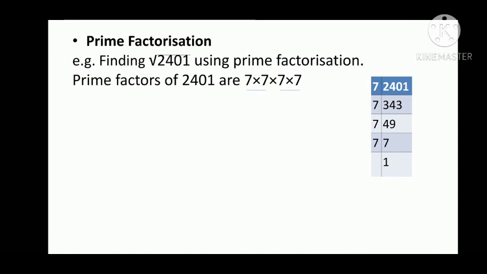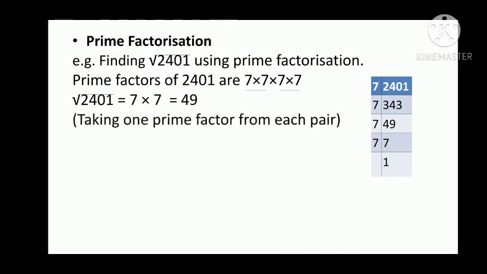And now we need to take only one prime factor from each pair. So, square root of 2401 is equal to 7 into 7, that is equal to 49, taking one prime factor from each pair. Two pairs are there, so one prime factor is to be taken from each pair, and you will be getting the square root of 2401 is equal to 7 into 7, that is equal to 49. I hope this method is also very much clear to you.